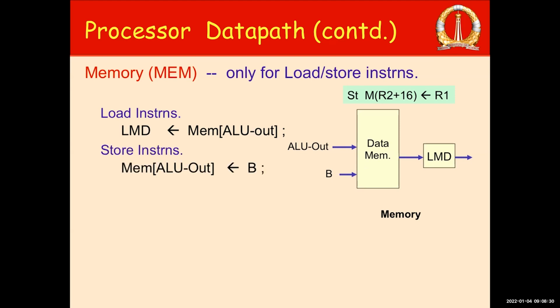Whereas in the case of the store instruction, this is the effective memory address, and to that address we have to store the value which was in the second source operand, which was fetched into the B register. So you essentially do a write into the memory in the case of a store instruction, and nothing really goes into the LMD register. Only for the load instruction, the value which is fetched goes to the LMD register. For the store instruction, the value which was in B is written into the memory location. All other instructions simply bypass this stage and directly go to the write back stage, which is the last stage.